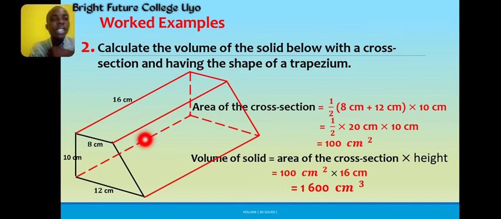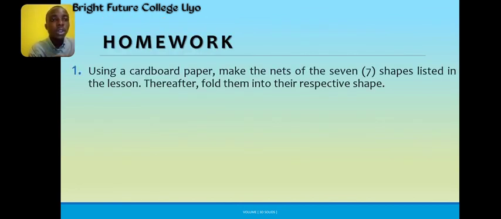All right, so that does it for today's lesson. I believe you enjoyed the lesson, and I would like you to try your hands on these questions. I said this in the course of the lesson. Use a cardboard paper to make nets of the 7 shapes listed in the lesson, and thereafter fold them into their respective shape. Okay, I would like to see that when we see.